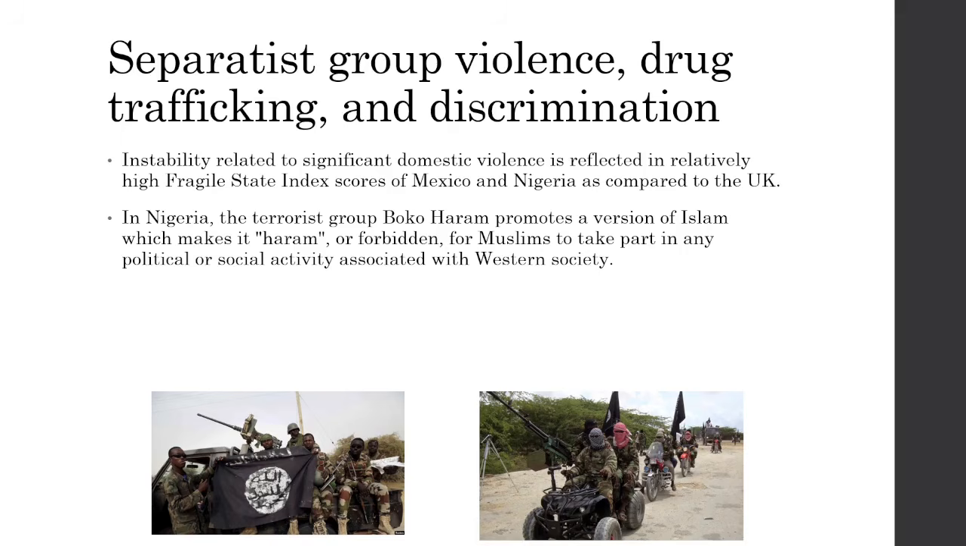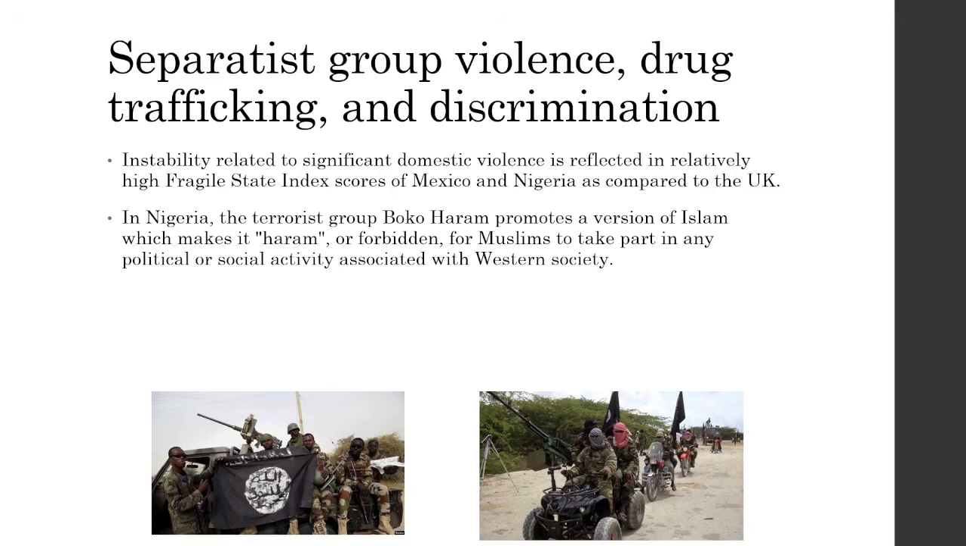So in Nigeria, they have a terrorist group called Boko Haram. It's a Muslim terrorist group, and it takes place to essentially limit political and social activity associated with Western society. They want to preserve Muslim culture and ideologies within society and political processes within Nigeria. Now, not all of Nigeria is Muslim. The South is particularly Christian. The North is particularly Muslim.